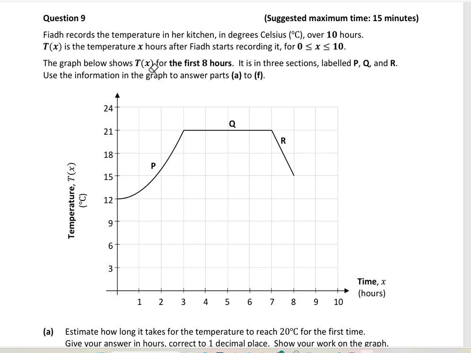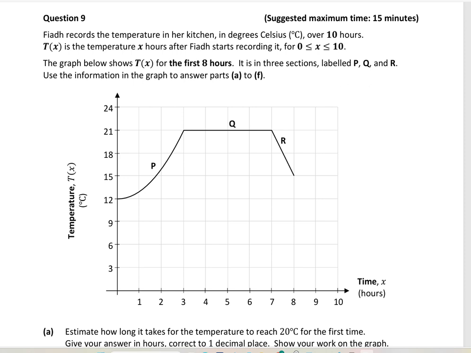Question 9, Junior Cert Higher Level Maths 2025. Fia records the temperature in her kitchen in degrees Celsius over 10 hours. T(x) is the temperature x hours after Fia starts recording, for x between 0 and 10. Okay, so that's what we see down here on the x-axis. Use the information to answer parts A to F.